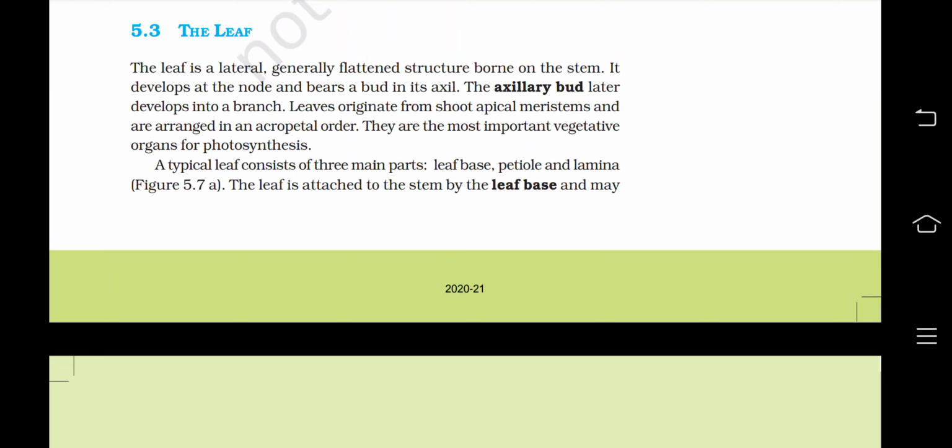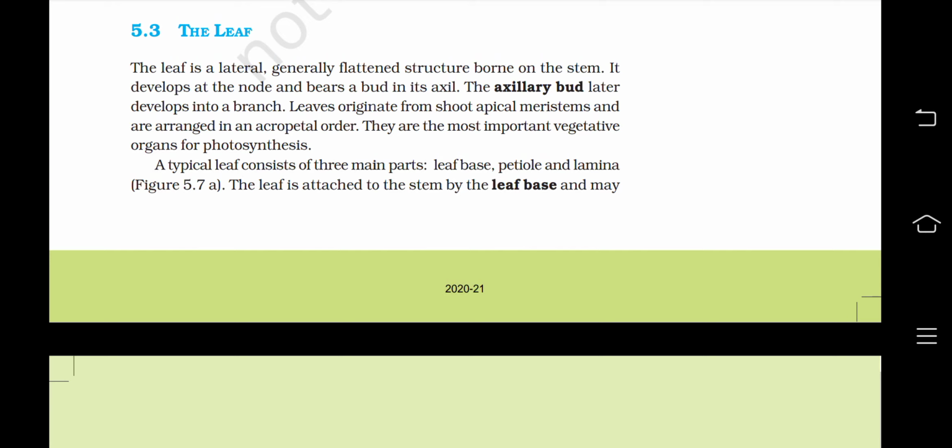This is the second part of chapter 5, Morphology of Flowering Plants, and we are starting off with the leaf. The leaf is a lateral, generally flattened structure borne on the stem. It develops at the node and bears a bud in its axil. The axillary bud later develops into a branch. Leaves originate from shoot apical meristems and are arranged in an acropetal order. They are the most important vegetative organs for photosynthesis.